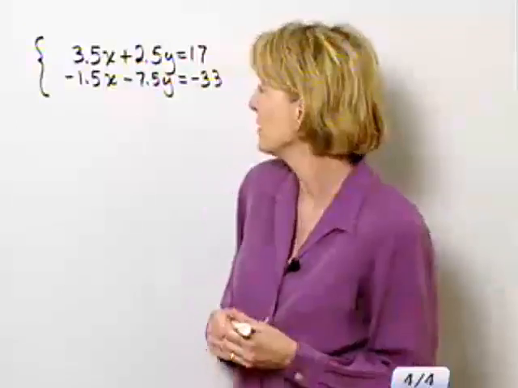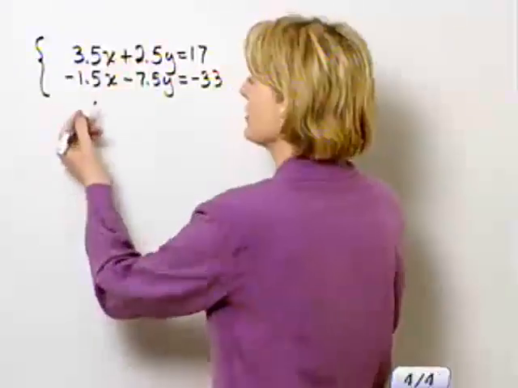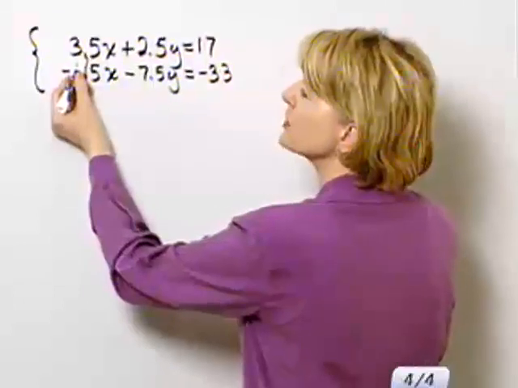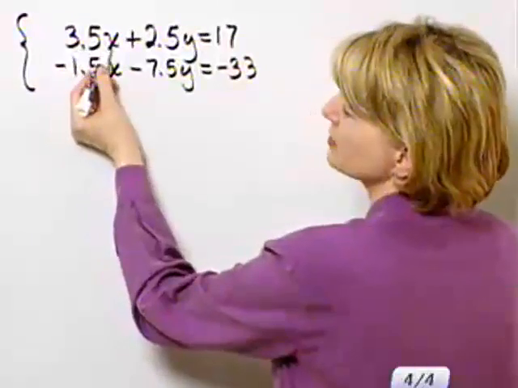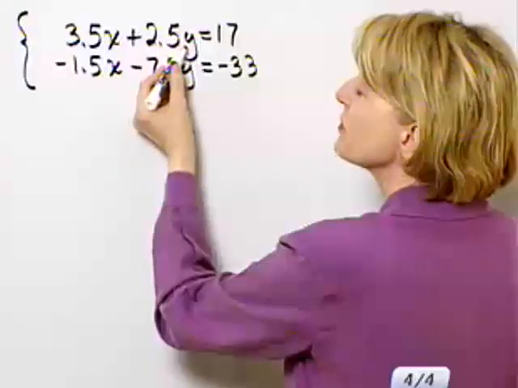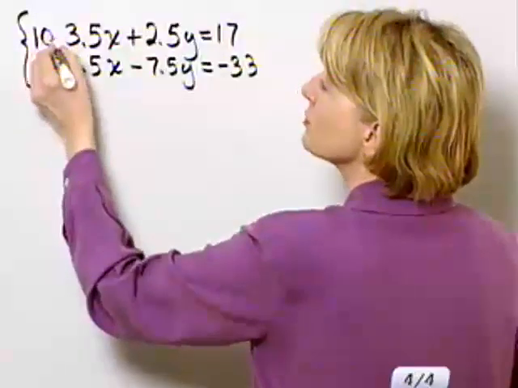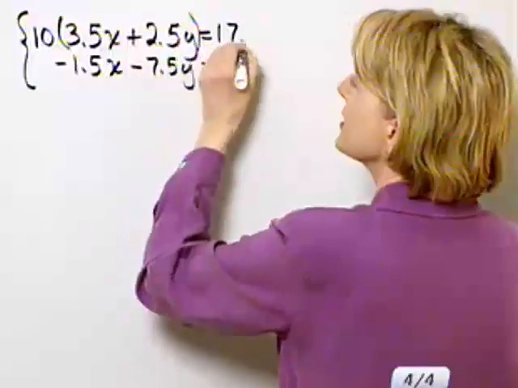It's up to you. If we do that, I just need to, in the first equation, move this decimal point one place to the right. Same thing here, so I'll multiply the left side by 10.